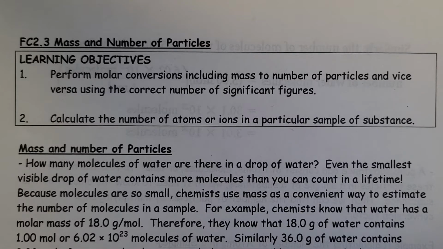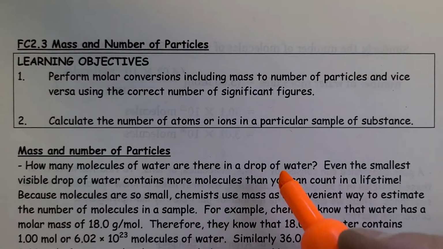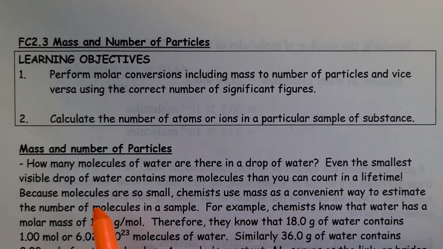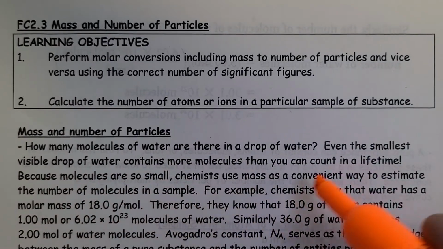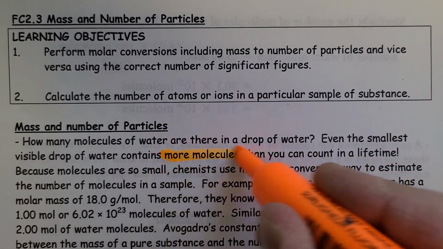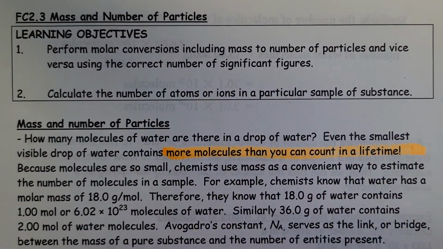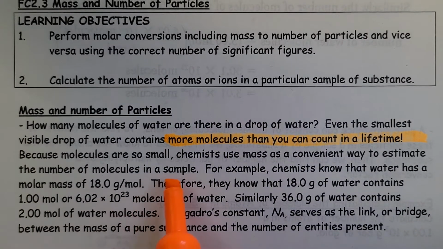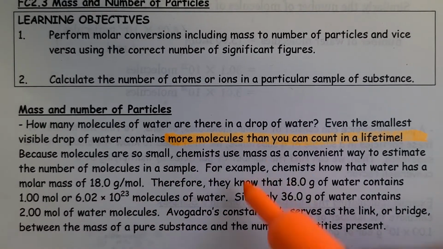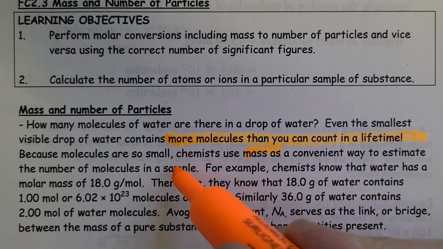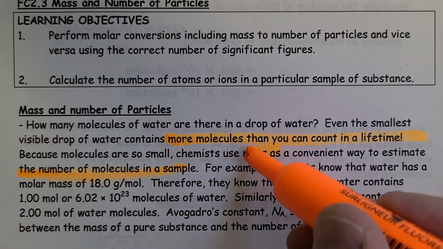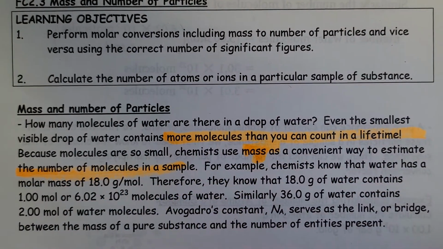So if we take a look at this, mass and number of particles, how many molecules of water are there in a drop? Even the smallest visible drop contains more molecules than you would ever be able to count in a lifetime. Because molecules are so small, chemists use mass as a convenient way to estimate the number of things. So again, using mass to count things.